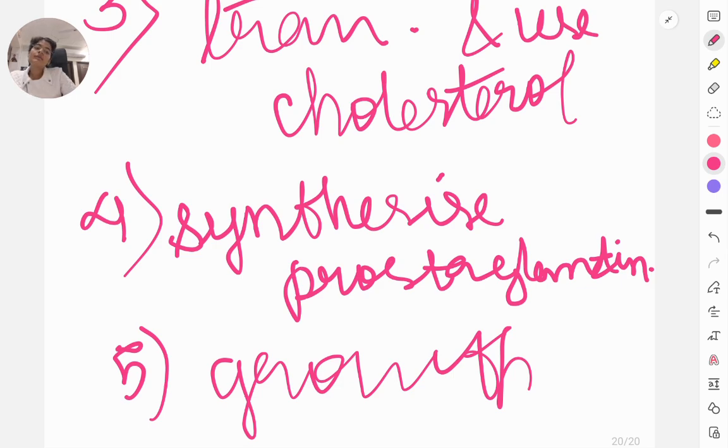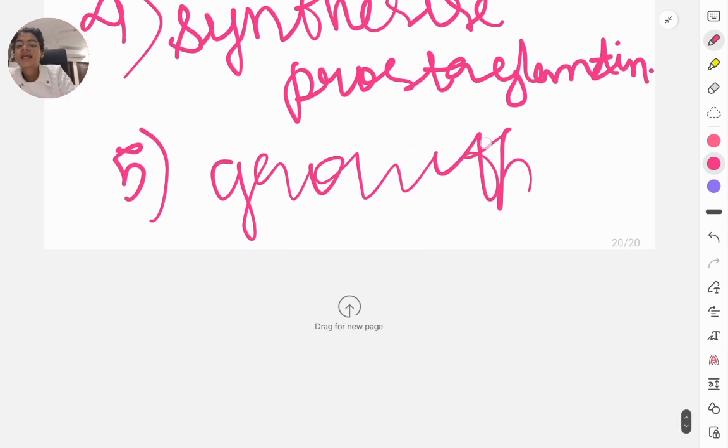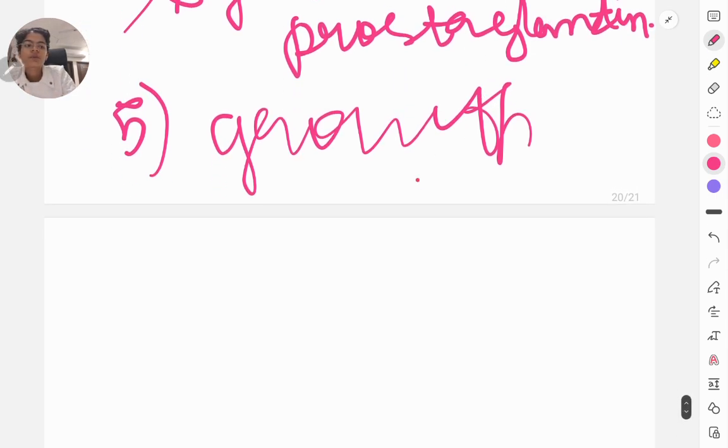Now let's see what happens if there is a deficiency of essential fatty acids. It actually causes scaly dermatitis on the posterior lateral surface of the lower limbs and the buttock, and it's also called phrynoderma.